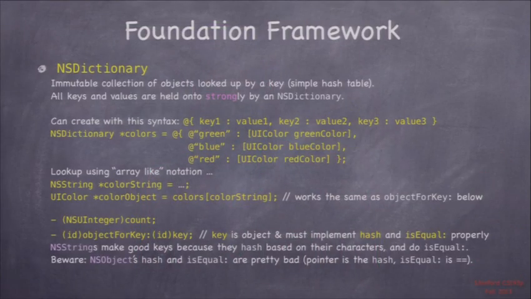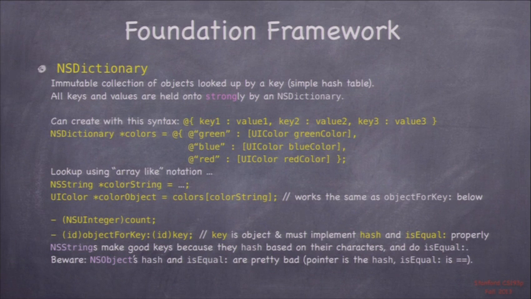Of course, you can see how many objects are in there. You can do object for key to get it. Key has to implement hash and is equal. Right? It's a hash table. You have to be able to hash the key so you can have an efficient lookup. But then two things might hash to the same thing, so you have to have is equal to determine whether two objects that hash to the same thing are actually equal.